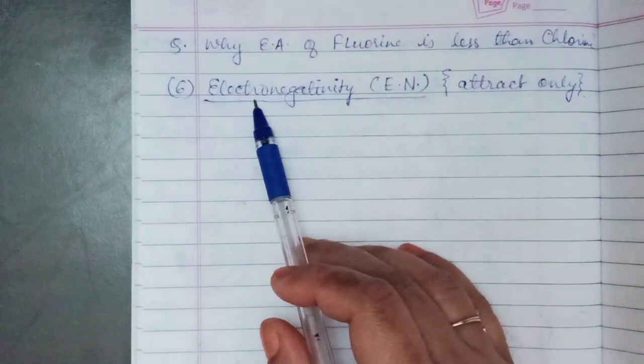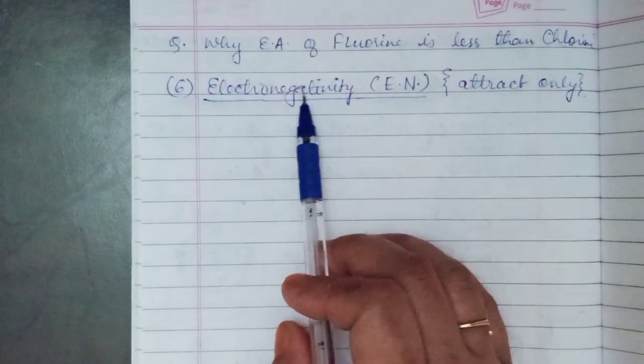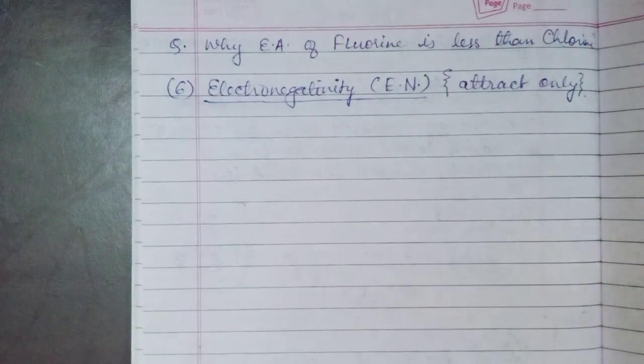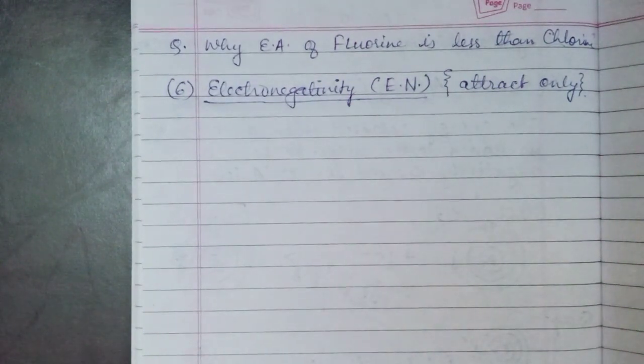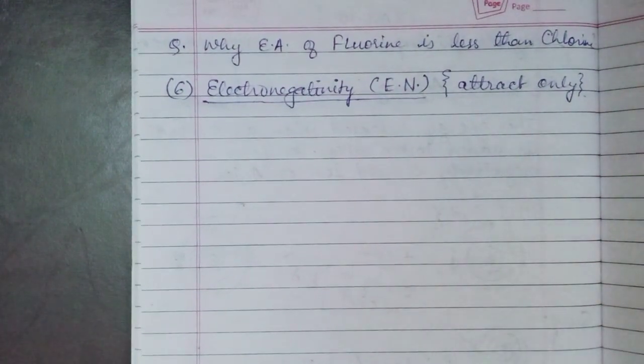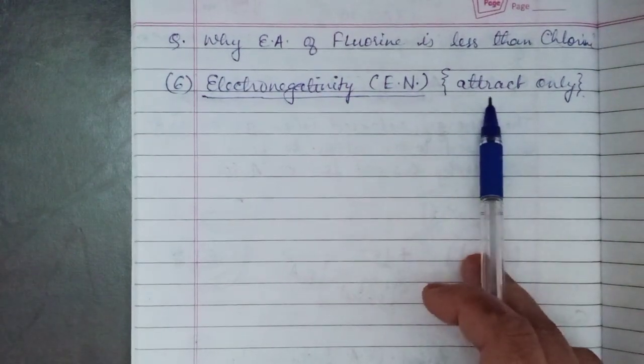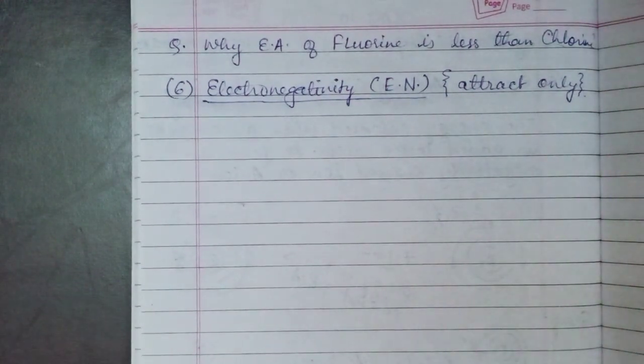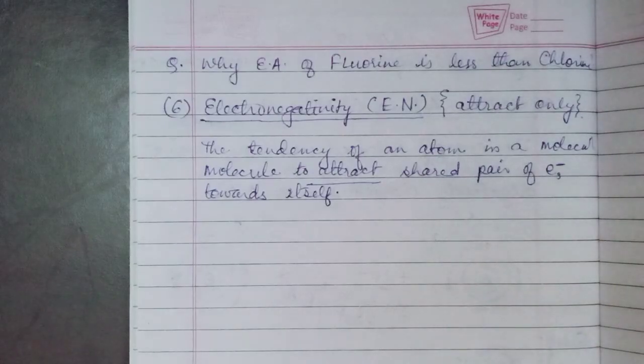Okay, now we will move towards the next topic, that is electronegativity. Electronegativity is also represented by EN. Okay, EN is electronegativity. It means that when the electron is there, it will get attracted only, not gained by an atom. It is only attracted by an atom. This is called electronegativity.